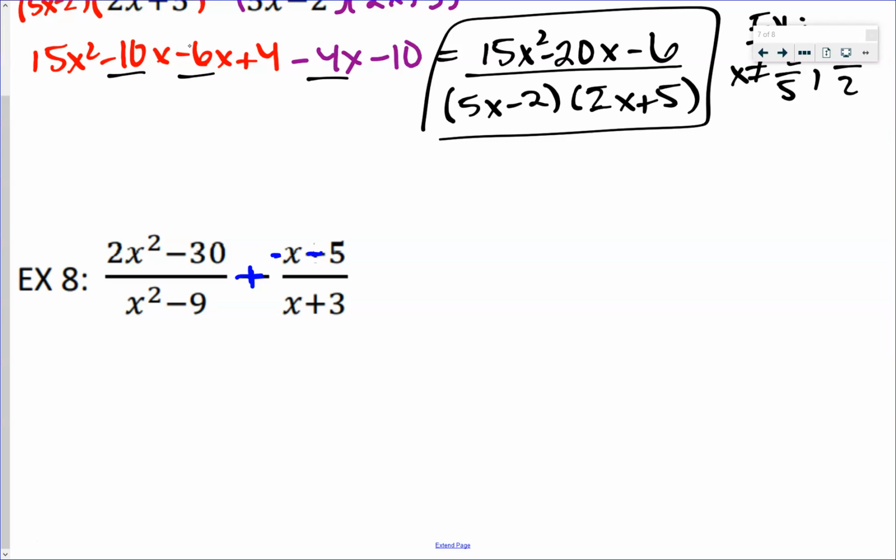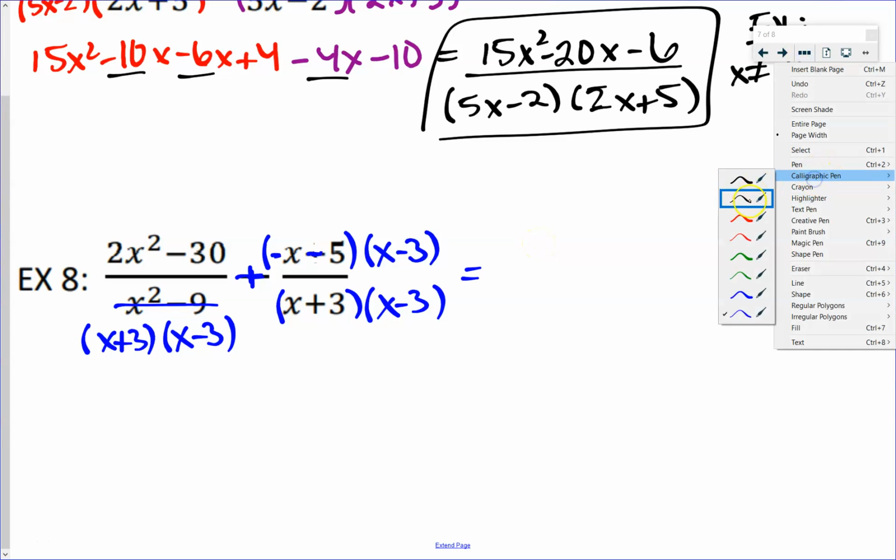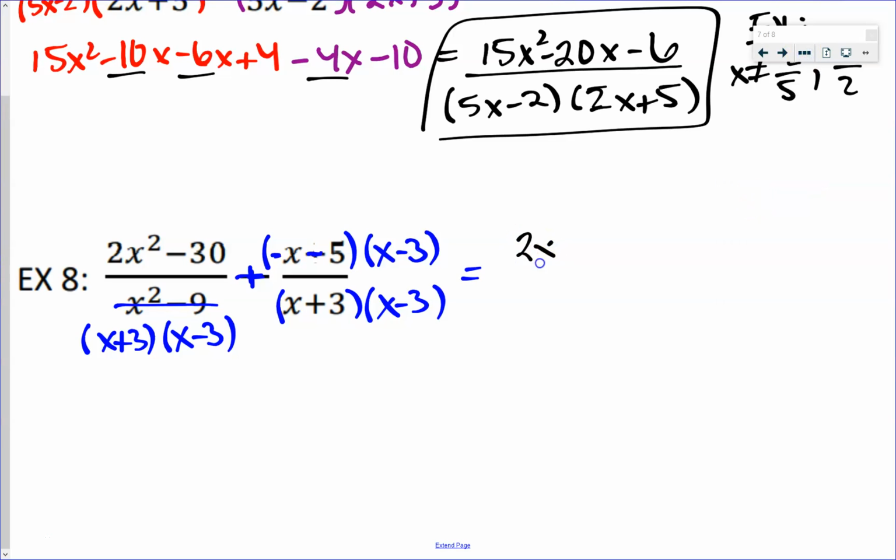My other side, we're going to distribute and simplify. So negative x times x is going to be negative x squared. Negative x times negative 3 becomes positive 3x. Negative 5 times x is negative 5x. And negative 5 times negative 3 is positive 15. I know my numerator, I'm not worried about it right now. Let's simplify this hot mess that we have.